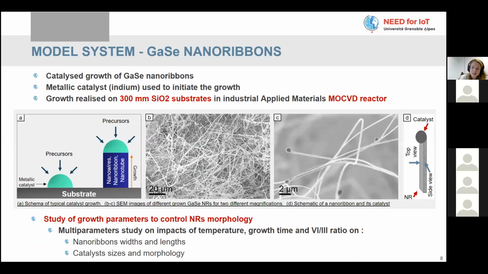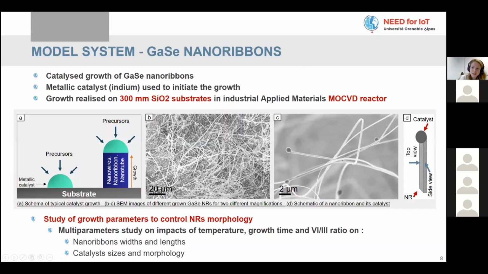So first, the gallium selenide nanoribbons. These nanostructures grow thanks to a catalyzed reaction. We have a metallic catalyst which will react with a precursor, which permits the growth of the nanostructure. They are grown on 300 millimeter SiO2 substrates by MOCVD. Typical nanoribbons obtained are shown in picture B, and a close-up image of the kind of structures that we get is shown in picture C.